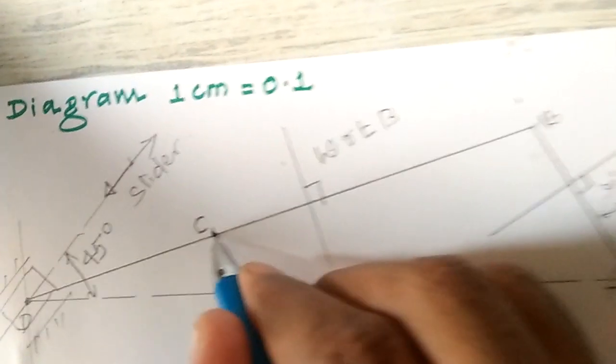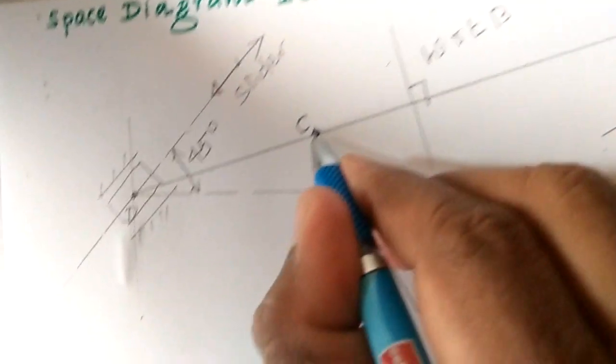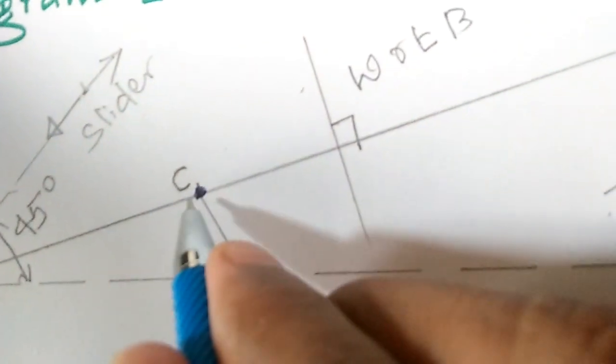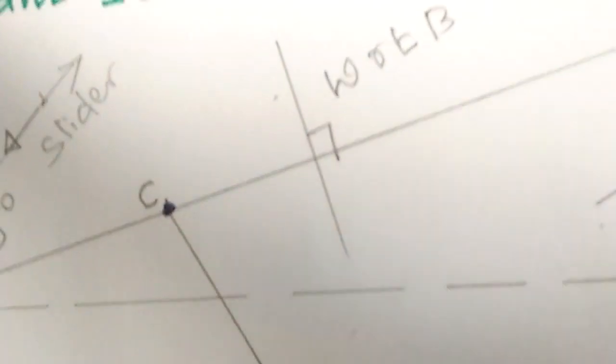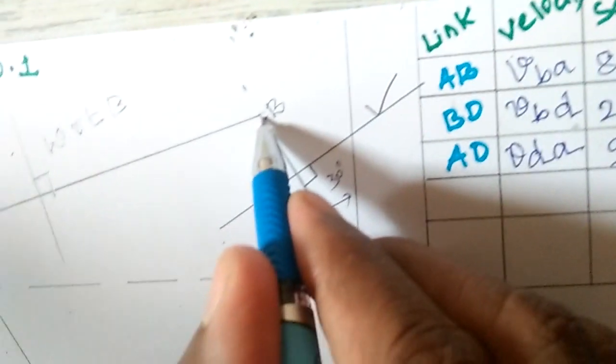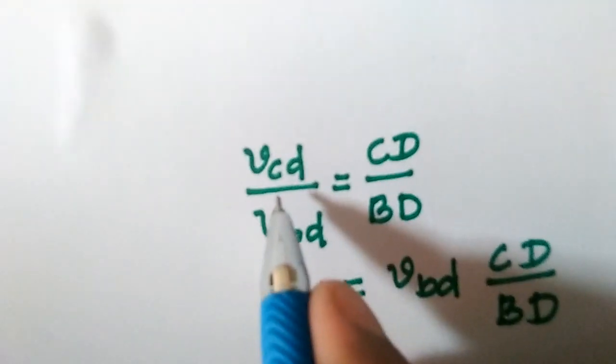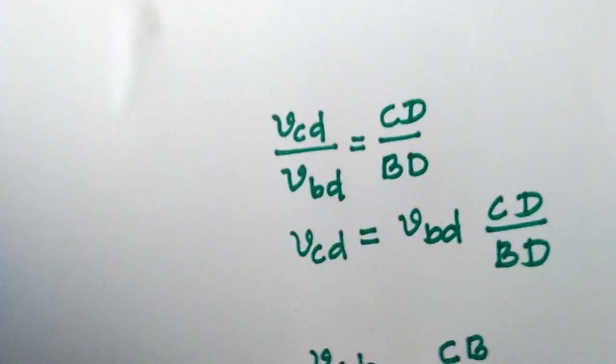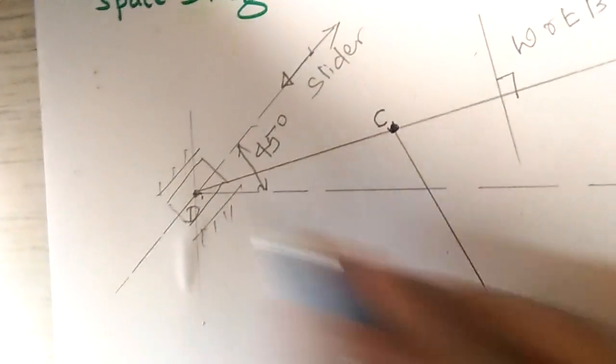Then you have to find the location of the point C. Important: you can find the location of the point C by the ratio method. How to find it? The location of C is on the BD link. Look at this one. You have to go for the velocity, this one, that is the velocity of C with respect to D. I have taken this for the position only.